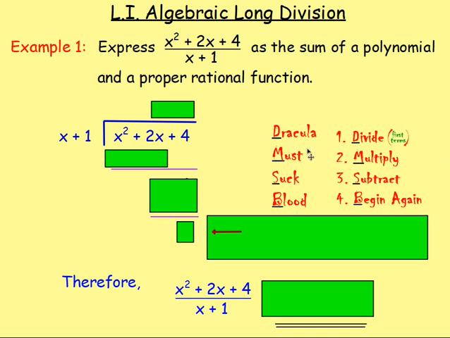So for this, think Dracula must suck blood. D for Dracula, D for divide. So we divide, and it's always, as it says here in green, the first terms. So if you do x squared divided by x, what does that give you?